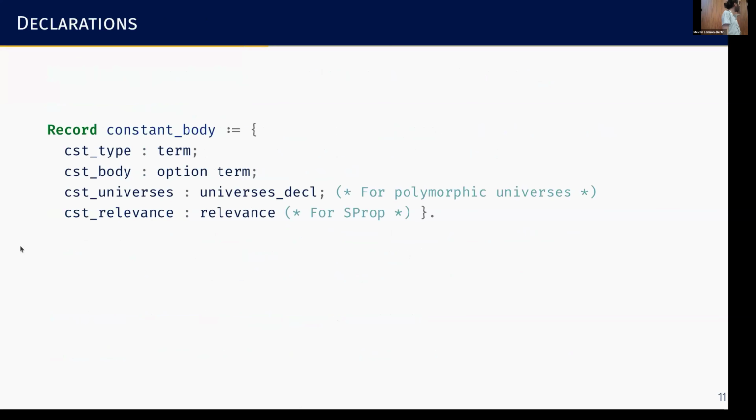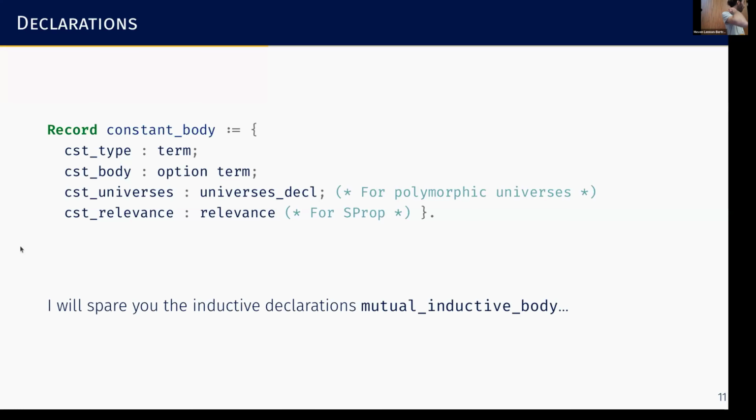So a definition entry in this global context is going to look something like this. You always have a type for your new constant. You have an optional body. If you have that body, then this is a definition. If you don't have that body, then this is an axiom or hypothesis or something like this. And again, you have some universe information. For polymorphic definitions, you have this universe declaration, and to support SProp, you have this relevance information. But that's not too important for you. The important thing that you're going to manipulate is probably these two things.